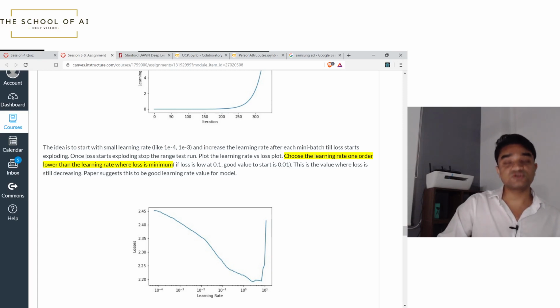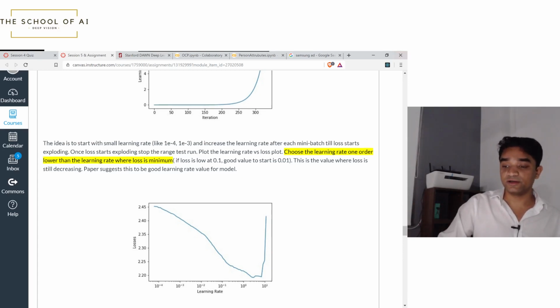Once loss starts exploding, we stop the range test. There's no point testing after that. Plot the learning rate versus the loss plot, which is on the bottom. Choose the learning rate one order lower than the learning rate where the loss is minimum. If the loss is minimum at 0.1, a good value to start is going to be 0.01. This is the value where the loss is still decreasing. The paper suggests that's going to be a good learning rate for the model.